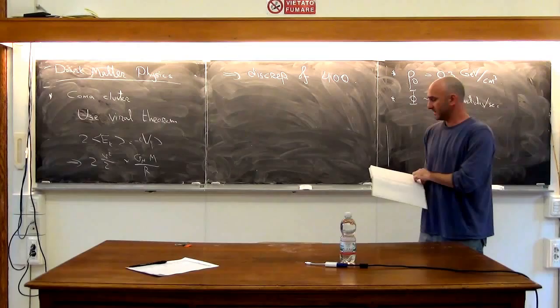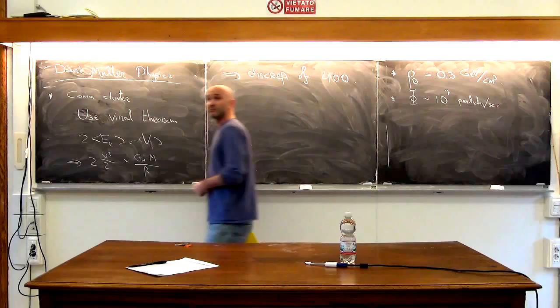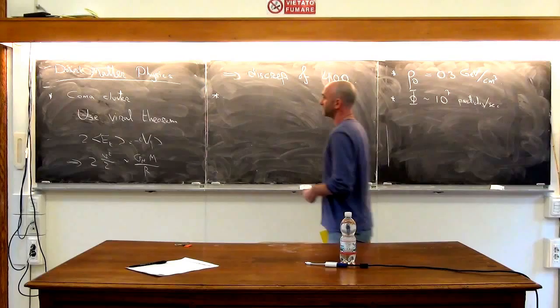Okay? So that was the first kind of evidence, and it took quite a few more years for people to get convinced. And the next big step was done by Rubin in the late 60s. And this is the rotation curves.